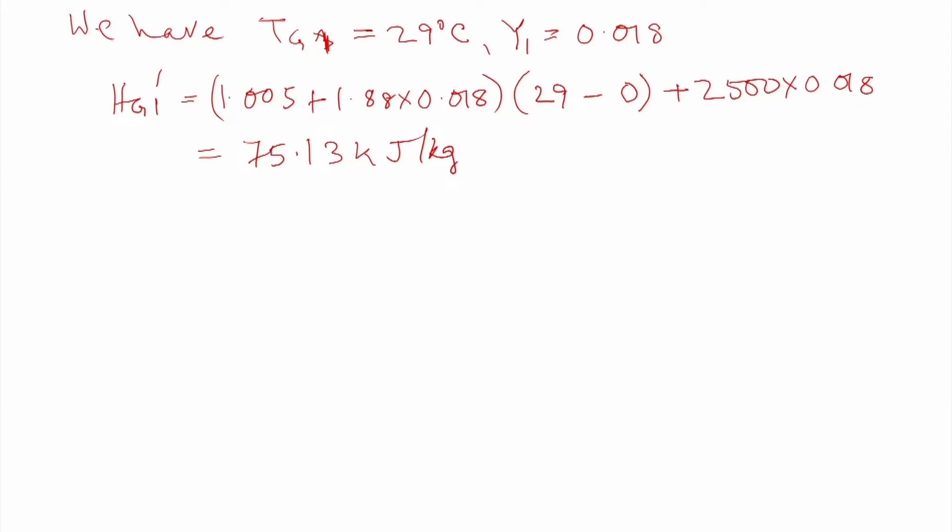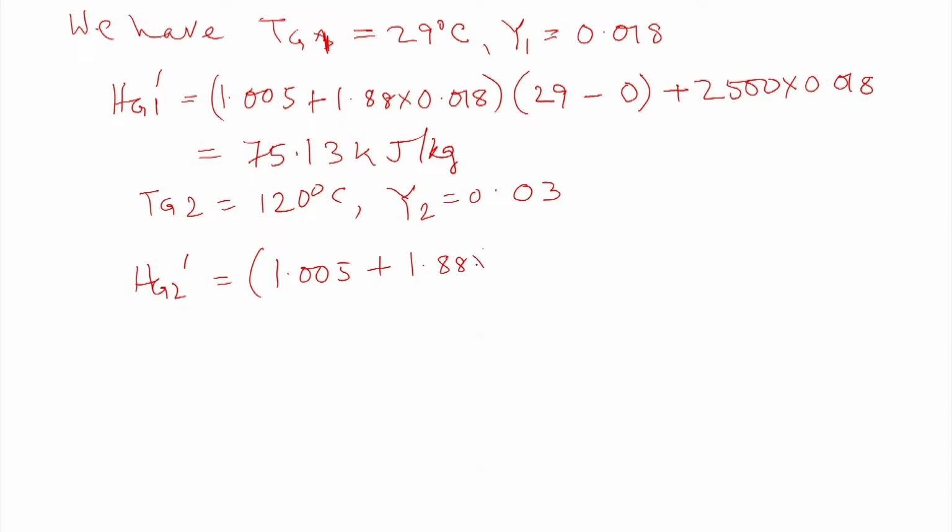Then we need to calculate Hg2 prime. For that we have Tg2 equal to 120 degrees Celsius and Y2 given as 0.03. In the same way, Hg2 prime is equal to (1.005 plus 1.88 times 0.03) times (120 minus 0), where the reference temperature is also 0 degrees Celsius, plus 2500 times 0.03. It comes out as 202.4 kilojoule per kg.